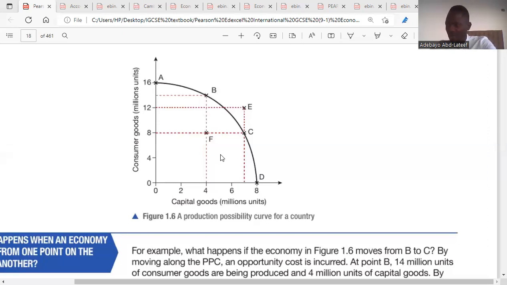Is the PPC clear now? So for an economy to fully utilize its resources, it has to push to produce at points A, B, C, and D. Is it clear? So this is all about PPC.